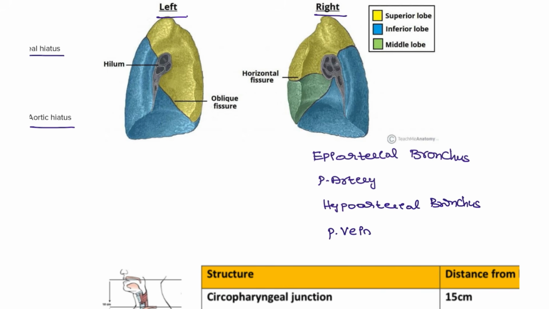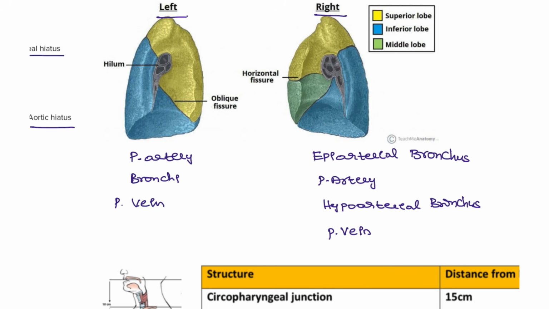Compared to the right side, the left side is more occupied by the heart, right? And also we have only two lobes, so here there is no hyparterial. Directly it starts with the pulmonary artery and bronchi, and then the vein, the pulmonary vein. This is how it is passing.